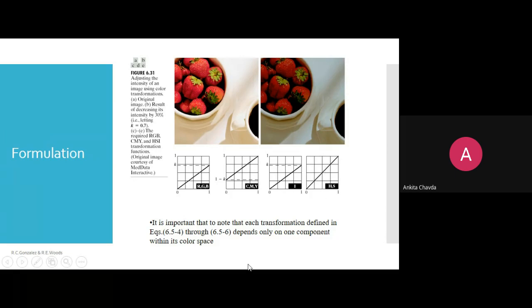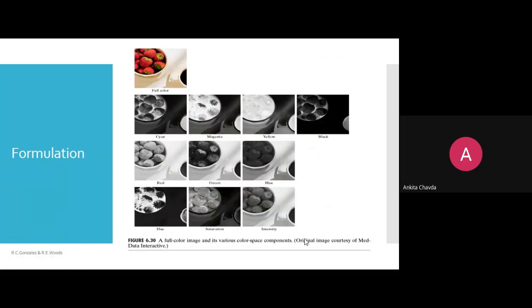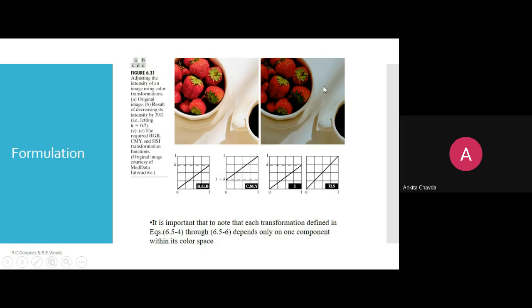So it is important to note that each transformation defined in these equations depends on only one component within its color space. So that is one we are changing in R, one we are changing in G, one we are changing in B, right? So these equations, I mean 4 to 6, means this one, right? 4, 5 and 6. Based on this, they have put the values and accordingly they are getting the output, right? So this is what intensity has been decreased. Have you seen this? Sometimes you have very bright color, so you just want to let it down. So you can just change the value of K here and it will give you the output like this.